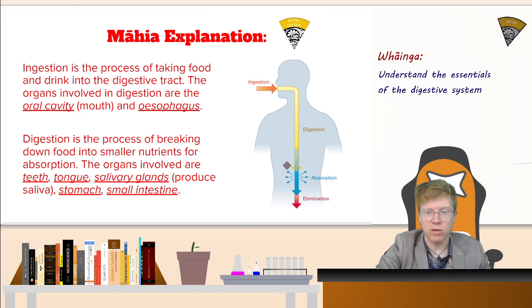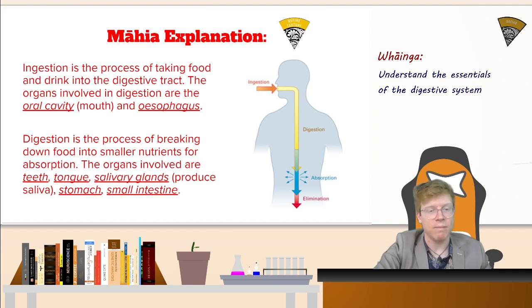And then digestion is different. It's the process of breaking down that food into the nutrients so that those nutrients can later be absorbed. And the organs that are involved in digestion are our teeth, tongue, salivary glands, stomach, and small intestine, all of which are very important in that process. A little bit of our digestion occurs in our large intestine, but most of it is occurring here in our small intestine, right? But that's specifically related to our absorption, which we'll talk about at a later stage.